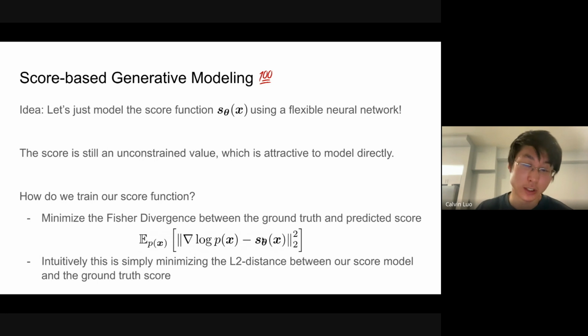Really, you can just look at the equation. It looks pretty intuitive. We have some ground truth score. We want to minimize the difference between our predicted version of that score and the ground truth one, with expectation. Intuitively, this is minimizing the L2 distance between our score model and the ground truth score.